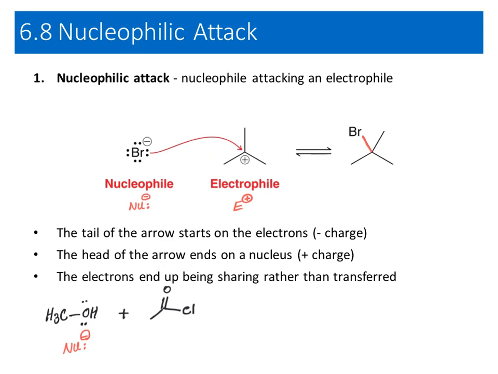How do I know that? Because if you remember, this structure can do resonance. And when you draw the resonance structure for that, you notice that this carbon gets the partial positive charge. So the carbon of the carbonyl, the carbon-oxygen double bond, is our electrophile.